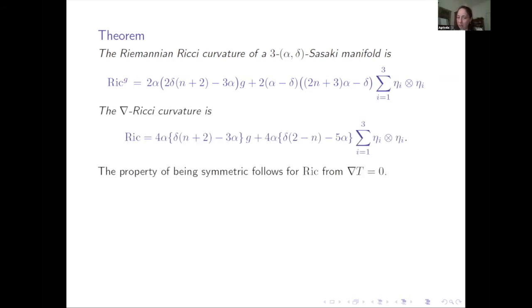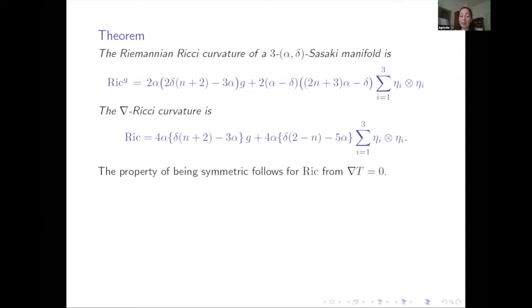The Nabla Ricci curvature can be computed as well. You get a similar expression. So philosophically, you have a block structure for both Ricci tensors with a certain eigenvalue on the horizontal part and another eigenvalue on the vertical part. And the eigenvalues can be computed explicitly.